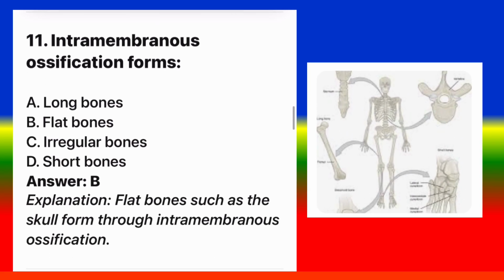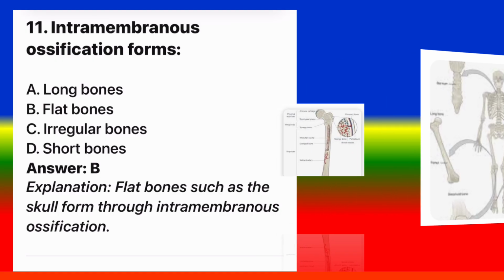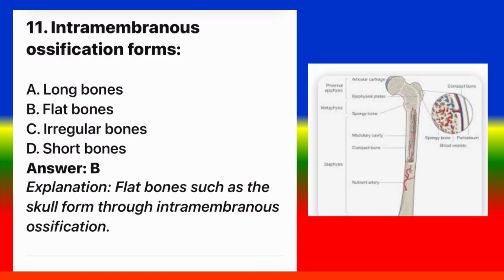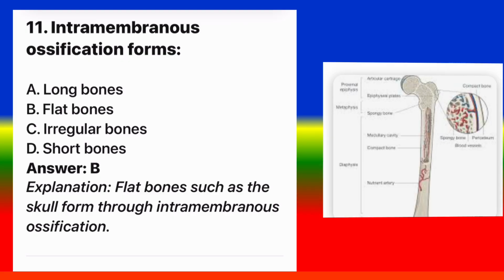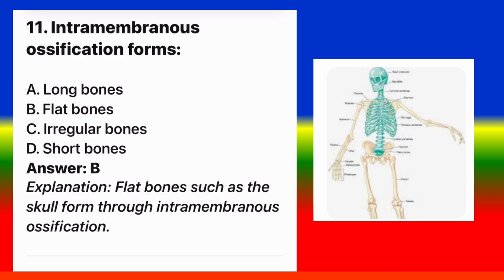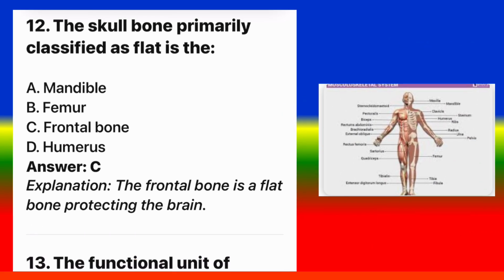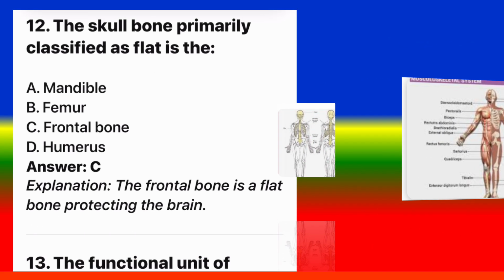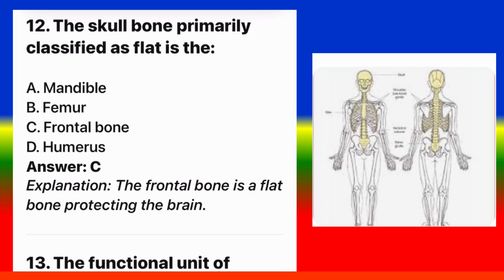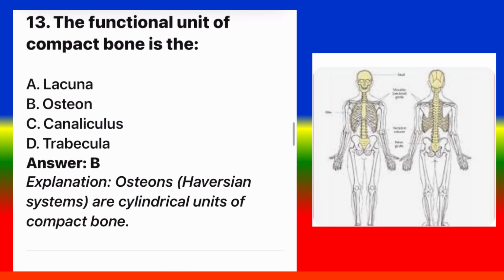11. Intramembranous ossification forms: A. Long bones, B. Flat bones, C. Irregular bones, D. Short bones. Answer B. Explanation: Flat bones such as the skull form through intramembranous ossification. 12. The skull bone primarily classified as flat is the: A. Mandible, B. Femur, C. Frontal bone, D. Humerus. Answer C. The frontal bone is a flat bone protecting the brain.